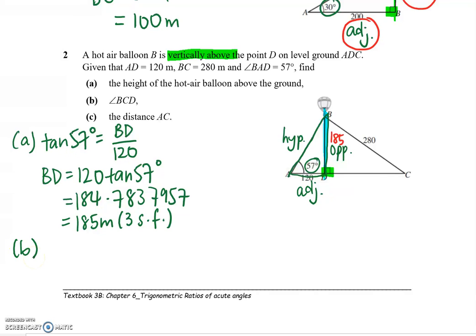So now we want to find angle BCD. Where is angle BCD? We are looking at this angle over here. In this case, we want to look at this triangle. I'm going to label it with my blue line.